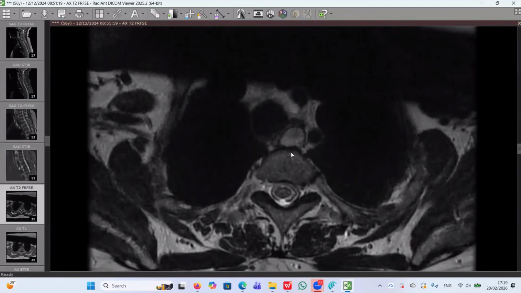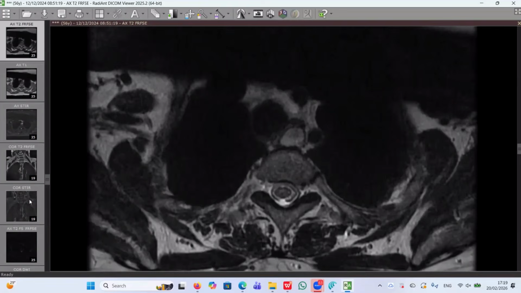Okay. And these are benign features of a neurogenic tumor. It's not malignant features, but we should follow up this case to check for malignant transformation or malignant changes, malignant features of the neurogenic tumor. Okay.